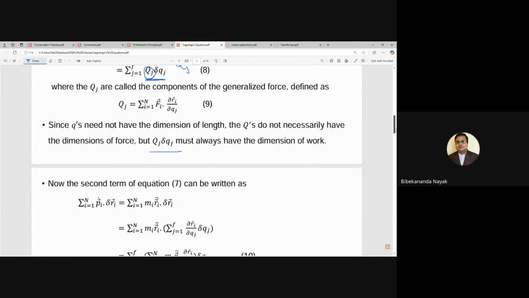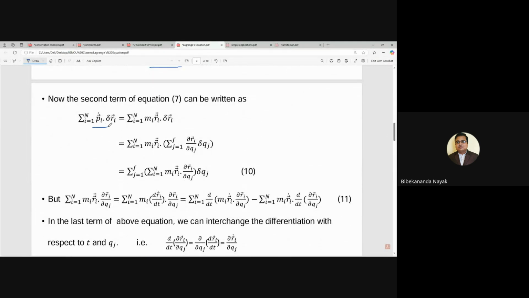Again, for the second term we have to simplify Pi dot delta ri. Pi dot means mi vi, which is mi ri dot; again its derivative gives mi ri double dot, meaning d square ri by dt square, dot delta ri. Now take all summed over j, where delta ri is equal to this. Taking all terms containing i in the bracket, we got the sum over i equal to 1 to n of mi ri double dot dot del ri by del qj.